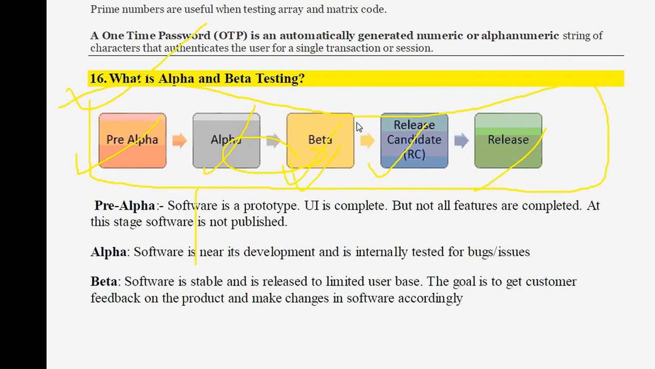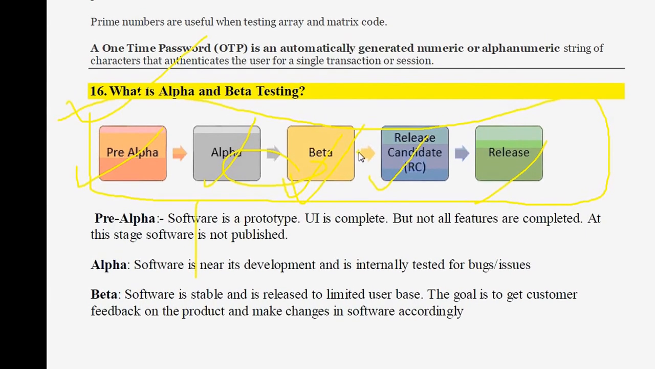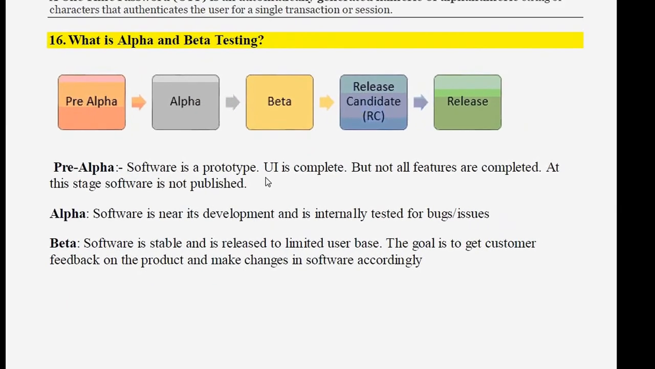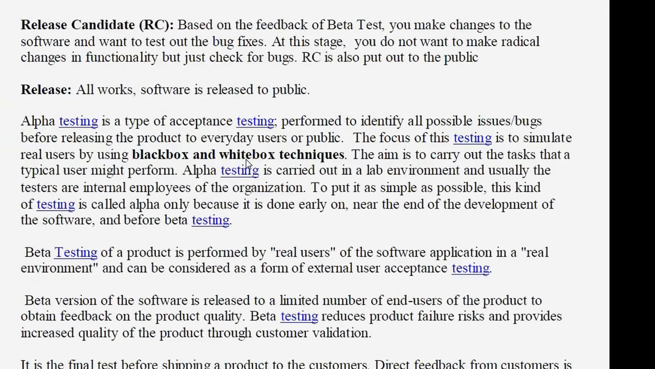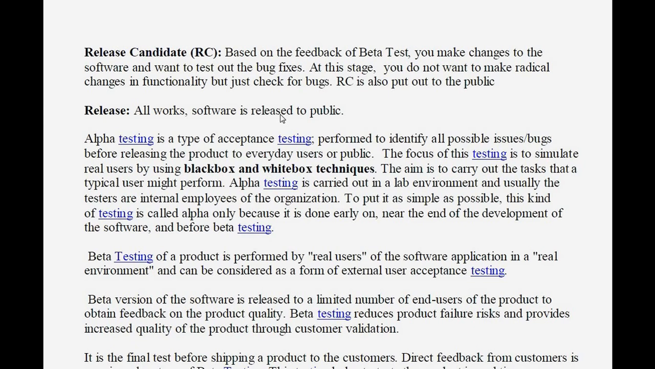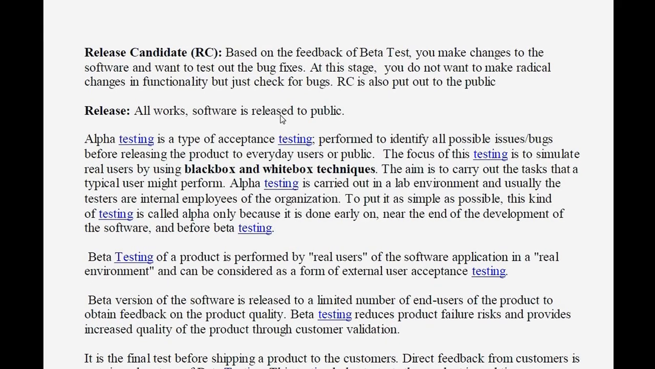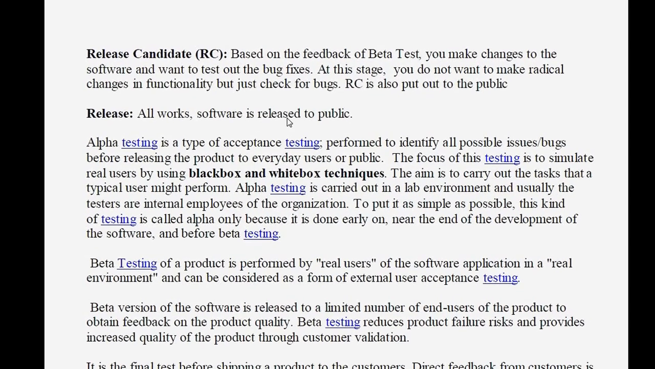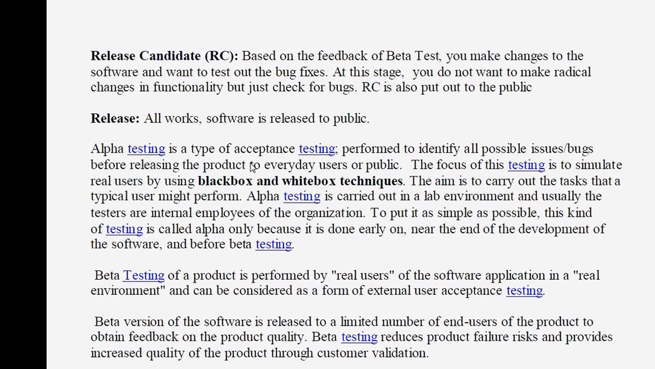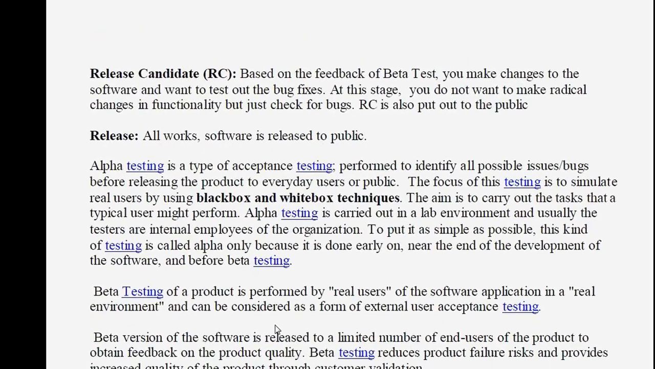So in the beta phase it is released to a limited number of users, and after feedback is received from the beta phase, necessary changes are implemented, and finally the product is released to the public along with its documentation. So in this way the whole testing phase moves.